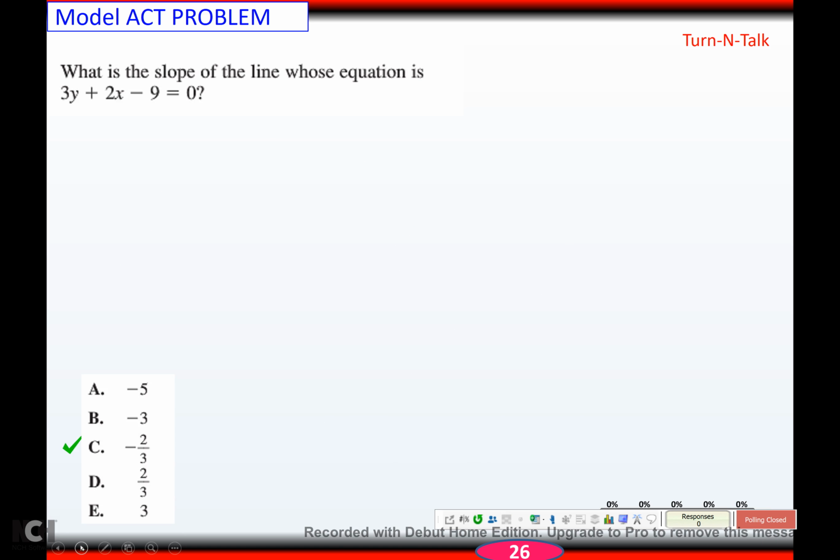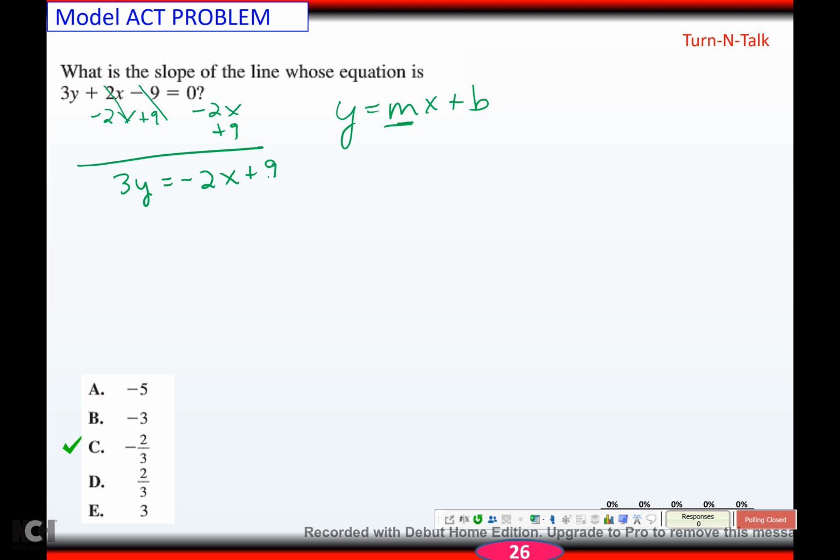And hopefully you got C. It says, what is the slope of the line whose equation is this? Well, if I can get it into slope-intercept form, I can see the slope because it's whatever's touching x. So to get y alone, I'm going to minus 2x, and I'm going to add 9. Those cancel. I got 3y equals negative 2x plus 9. Divide by 3, and there's your slope, negative 2/3.